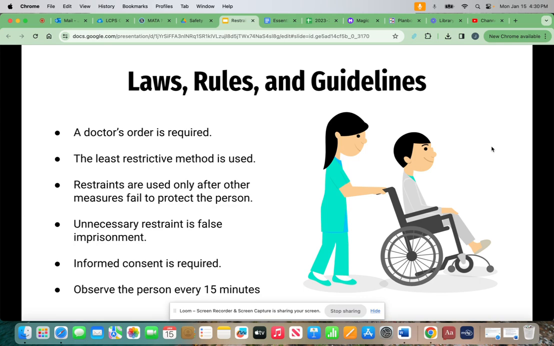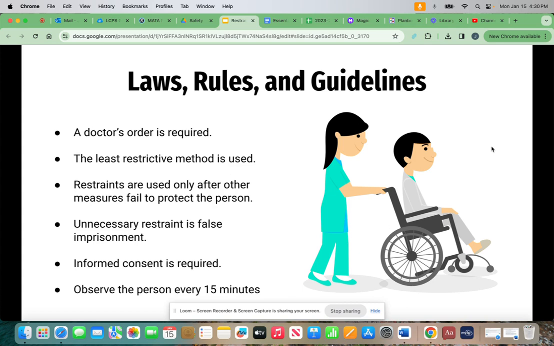Informed consent is required. This means the person must understand the reasons for the restraint and the possible risks. The person is told how the restraint will help medical treatment. If the person cannot give consent, his or her legal representative is given the information. Consent is needed before a restraint can be used. The doctor is the person who obtains consent.